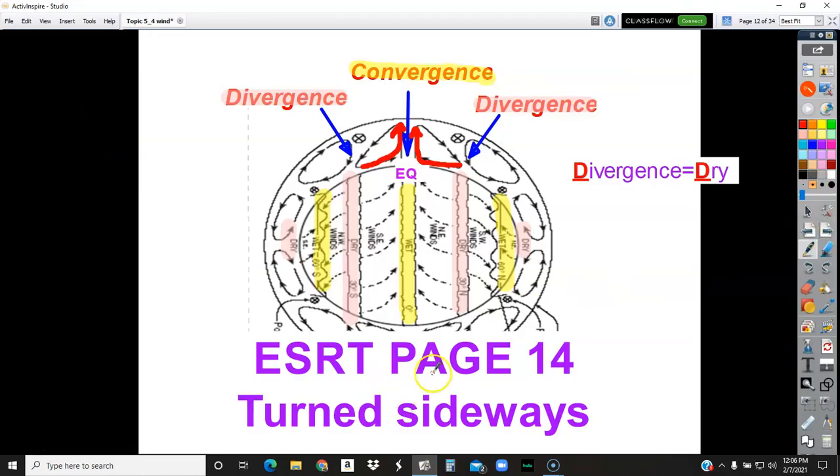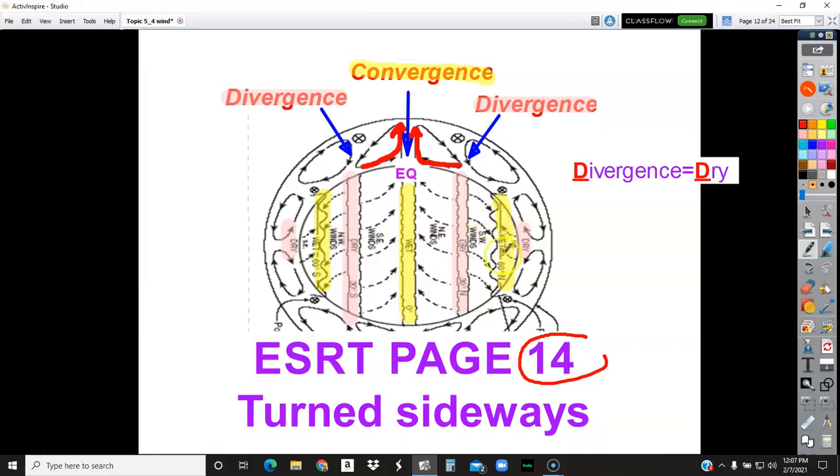This is the planetary wind map, and what I did is I turned it sideways. So this is in your reference table on page 14, and I turned the globe sideways so you can see convergence and divergence. The nice thing about the ESRT, it tells you where it's wet and dry. So I went over that just now, wet and dry, but the reference table will tell you where it's dry and wet. So you never have to memorize that.